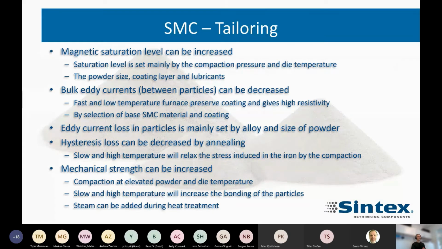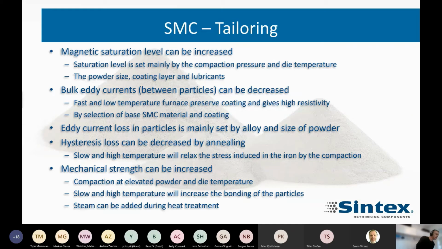which preserves the coating and gives high resistivity. And we can also select from a range of different SMC materials and coatings. The eddy current loss in the particles is mainly set by the alloy and the size of the powder, of course. The hysteresis loss can be decreased by annealing. So with a slow and high temperature, you will fully relax the induced stress in the iron, which is induced by the compaction.